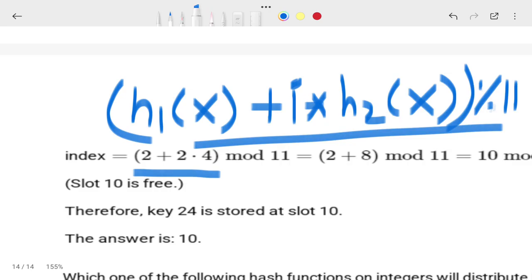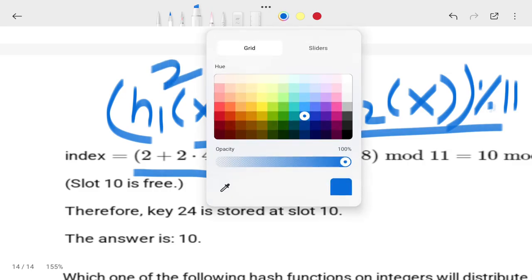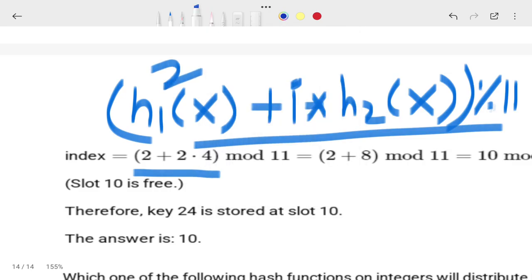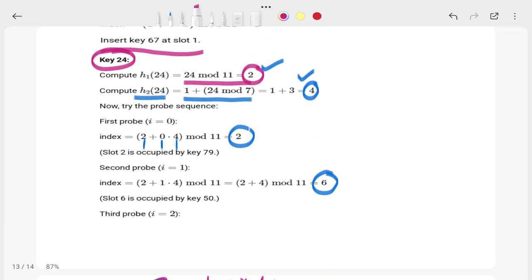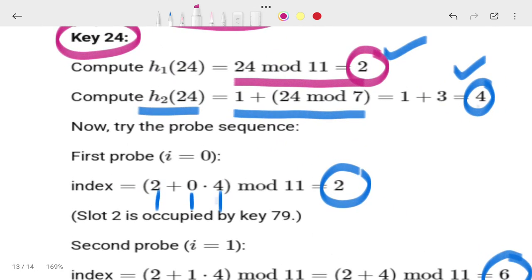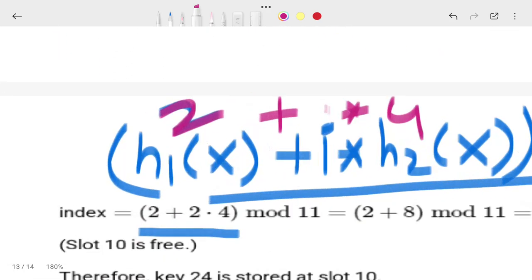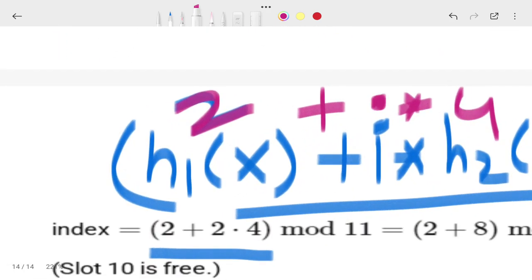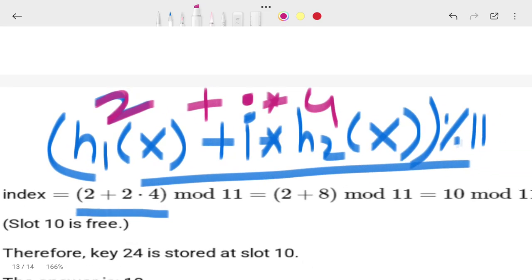So H1, I got 2. H1 is 2, I already got. We already know this is 2, plus i is the value we have to write, into H2. H2 is 4. You can see H2 already we got 4. So H1 is 2 and H2 is 4. Okay. Now in place of i I have to write 1, then 2, then 3, then 4, and we have to find, is it possible to place the data there.